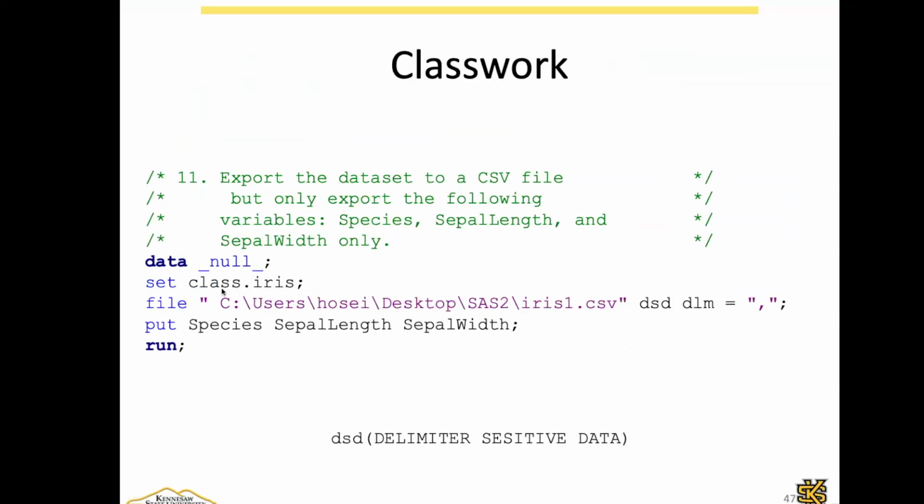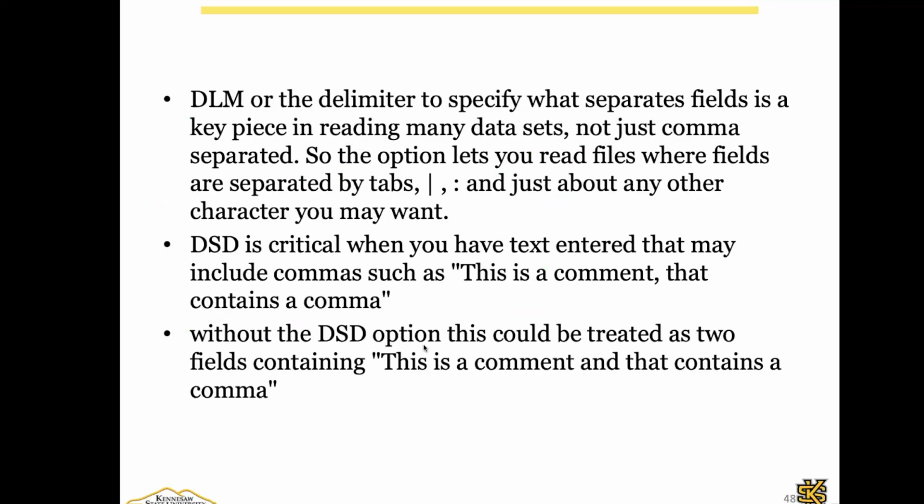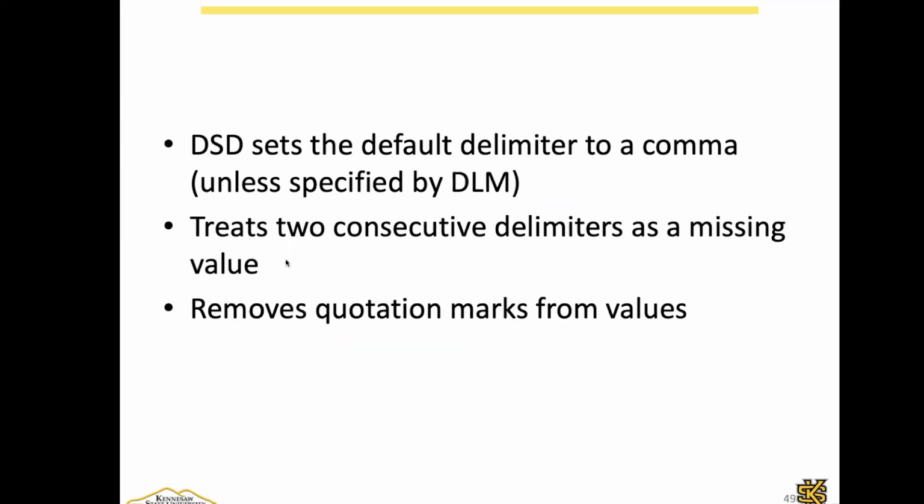So this 11 that we just talked about, this DSD, is considered delimiter sensitive data. So we need to tell SAS, okay, this is delimiter sensitive data, which means we are going to have a delimiter with the comma here. We can have the pipe here. We can have just a space here. We can have a comma. It's going to separate the file. As I mentioned, I explained about this DLM and the DSD, so you can read these too.